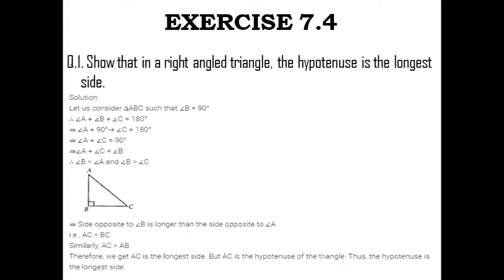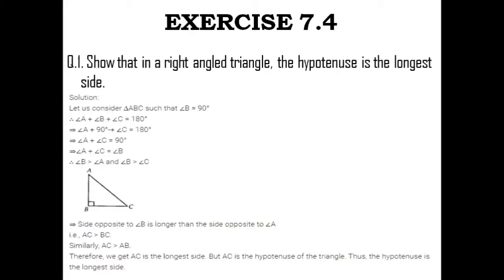But then can I write that angle A plus angle C is equal to angle B? Yes, because 90 degrees and angle B are equal to one another. So what is the conclusion as of now? That angle A plus angle C is equal to angle B. This also gives a conclusion that individually angle A and angle C are less than angle B. Or in other words, angle B is greater than angle A and angle B is also greater than angle C.